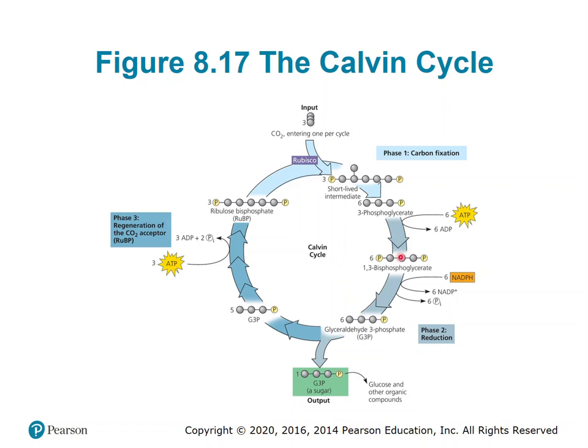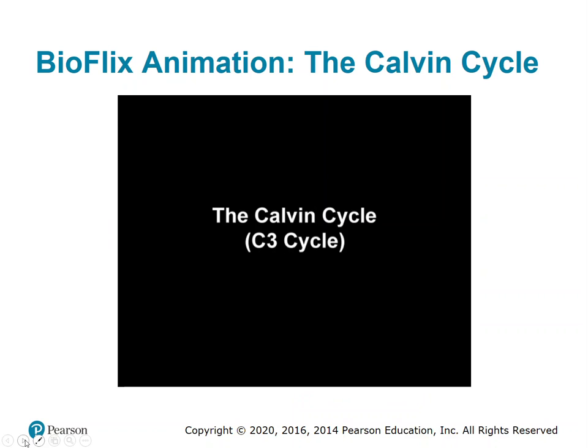And so after 6 total turns of this cycle, you get 1 carbon for each cycle, and you need 6 carbons to make glucose. You end up with a new molecule of glucose. And again, you have an animation of the Calvin cycle in the study area of Blackboard. Go look at it real quick before you continue on.